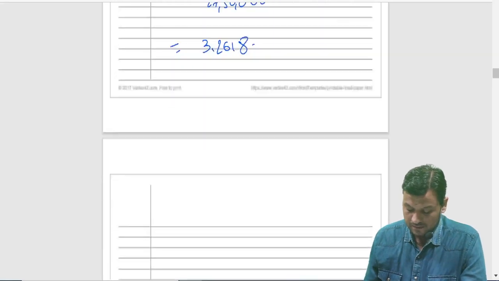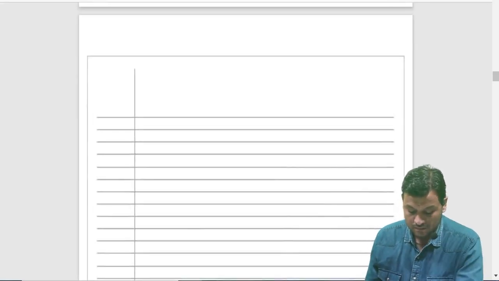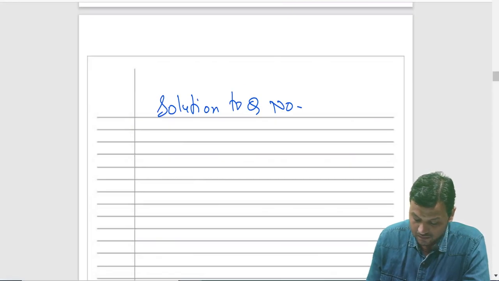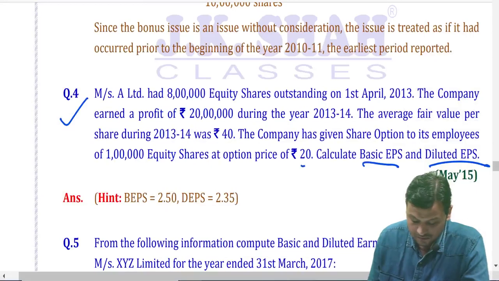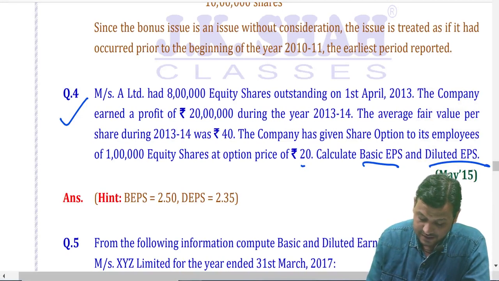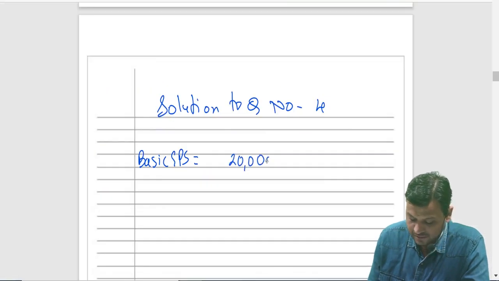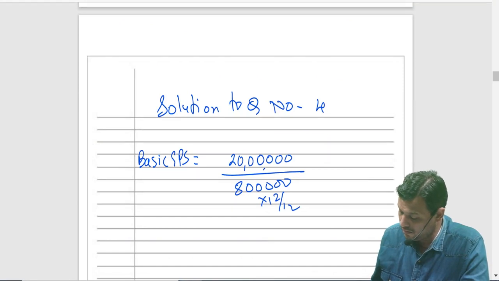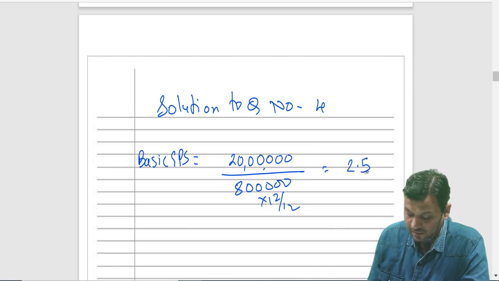Friends, what would be my basic EPS? 8 lakh equity shares outstanding on 1st April, and profit is 20 lakhs. So it's very simple. Net profit is 20 lakhs, divided by 8 lakhs. My basic earning per share is 2.5.